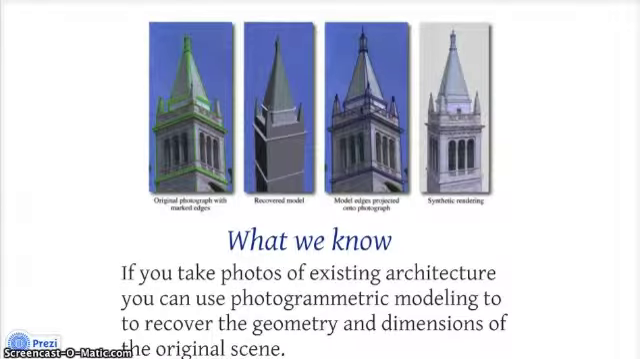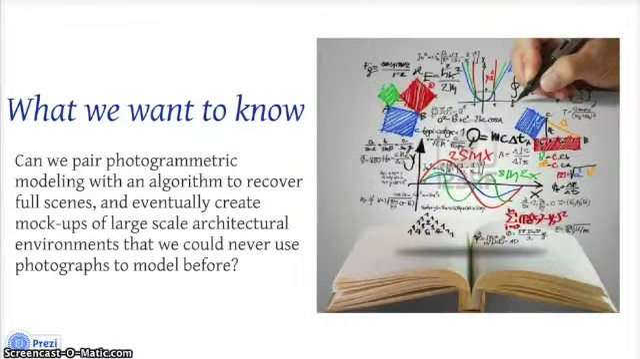What do we know? We know that if you take photos of existing architecture, you can use photogrammetric modeling to recover the geometry and dimensions of the original scene. What we want to know: can we pair photogrammetric modeling with an algorithm to recover full scenes and eventually create mock-ups of large-scale architectural environments that we could never use photographs to model before?